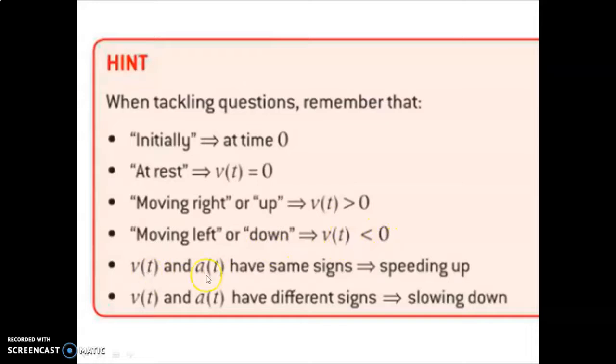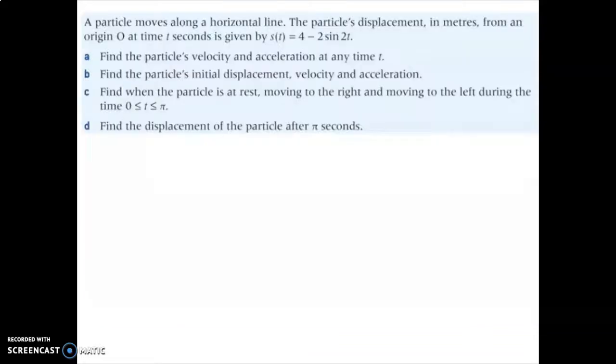And when velocity and acceleration have the same sign, an object is speeding up. When they have different signs, it is slowing down. The reason is if something has a positive velocity and a positive acceleration, the acceleration is adding to the velocity, so the velocity is increasing. That means it's speeding up. And likewise, if you have a positive velocity but a negative acceleration, then the acceleration is acting against the velocity, making it become smaller and smaller. Okay, let's take a look.